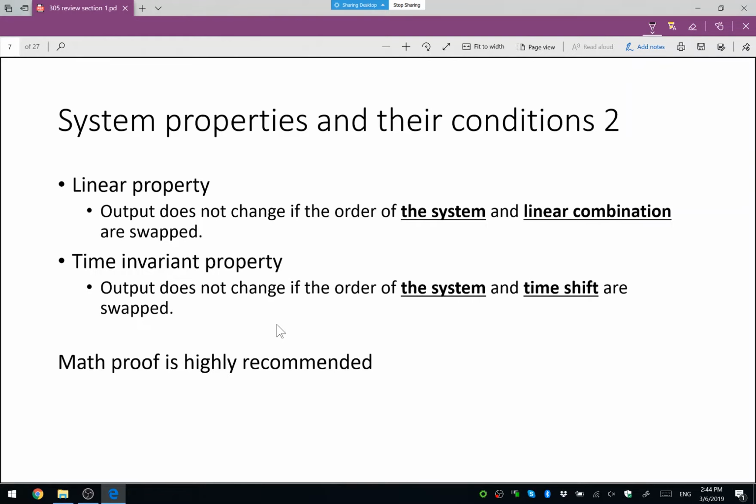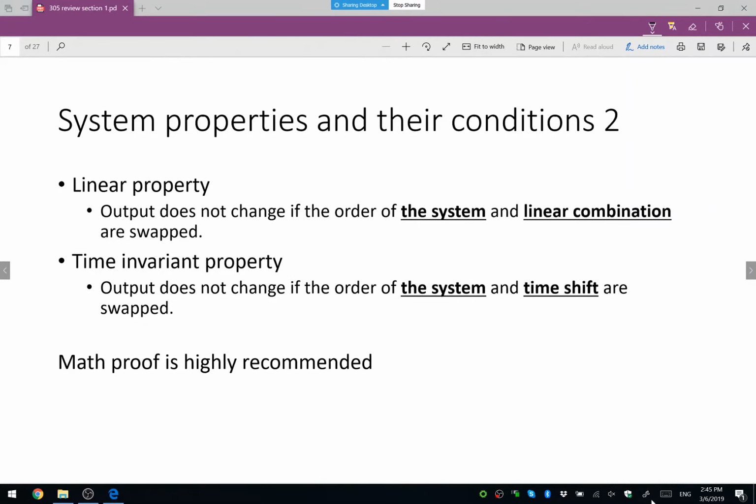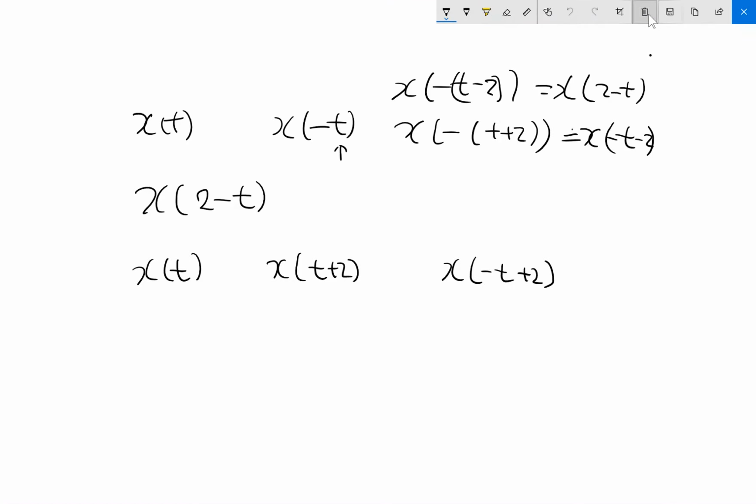So let's go to the time invariant property first because it's easier to explain. The output will not change if the order of the system we want to examine and the time shift operation are swapped. To prove a system satisfies this condition, we create two signals and compare: are these two outputs the same? If the same, then it satisfies. If not, then it does not.